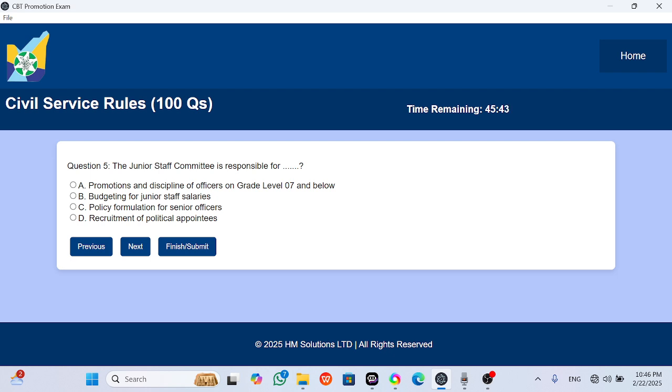And after this 5, we are going to stop because no time. We will take this 5 and stop that way and discuss other things. Number 5 says the junior staff committee is responsible for dash A, promotions and disciplines of officers on grade level 7 and below. B, budgeting for junior staff salaries. C, policy formulation for senior staff, senior officers. D, recruitment of political appointees. Option A is close to our answer.